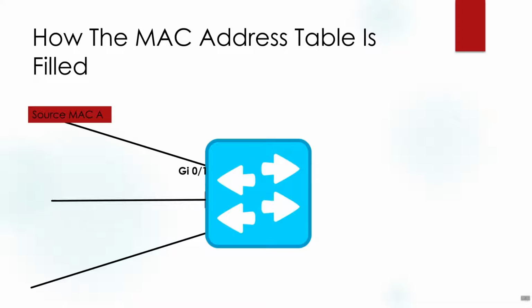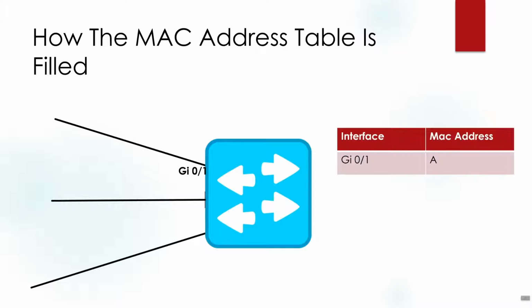So this is how the switch learns the MAC addresses. A packet comes into the switch with a source MAC address of A, and now the switch knows that any packet with a destination MAC address of A should go out Gig 0/1.